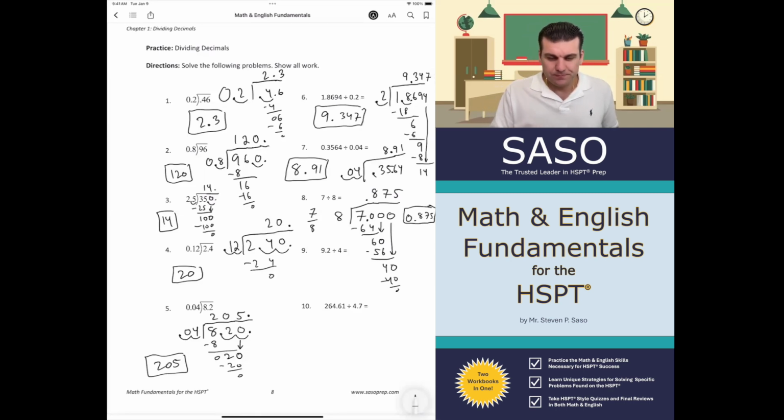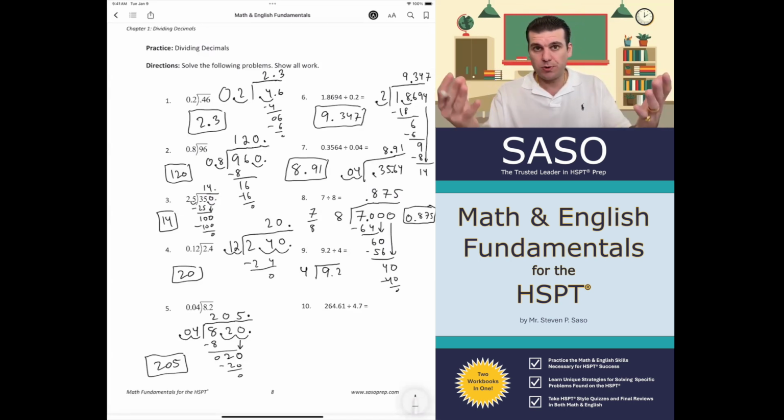All right, 2 more here on this page. 9.2 divided by 4. Okay, 9.2 divided by 4. Now here's a case. The divisor, the number on the outside, the 4, does not have any decimal places in it. So what do we do? Well, we just put the decimal up on the line and then do our division. So we're just going to put it up right away. 4 goes into 9 2 times. 4 times 2 is 8. 9 minus 8 is 1. Bring down the 2.